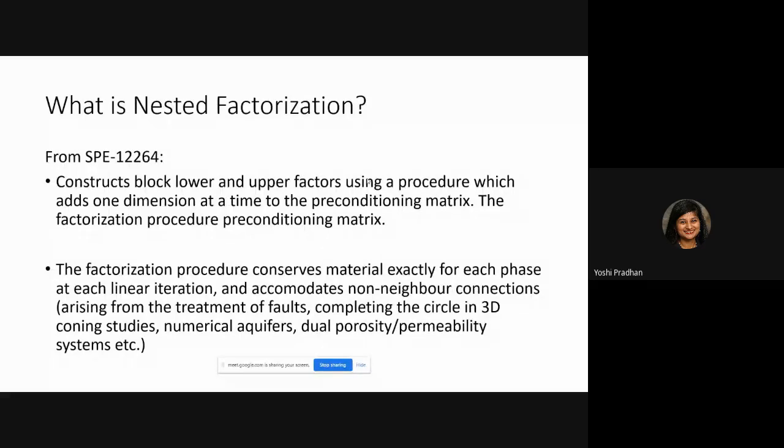So what exactly is nested factorization? This comes directly from SPE paper 12264. It constructs the block lower and upper factors using a procedure which adds one dimension at a time to the preconditioning matrix. The factorization procedure conserves material exactly for each phase at each linear iteration and accommodates non-neighbor connections arising from treatment of faults, completing the circle, 3D coning studies, numerical aquifers, and dual porosity permeability systems.